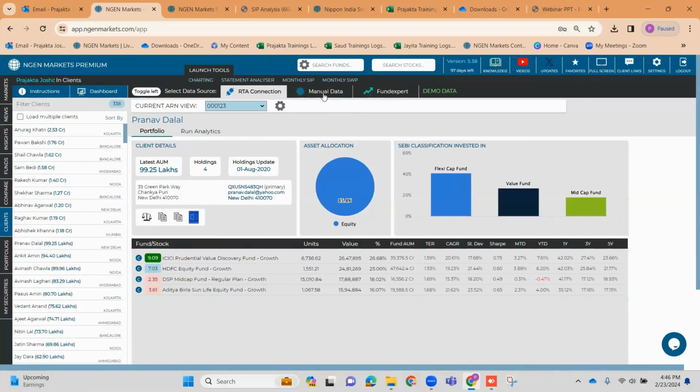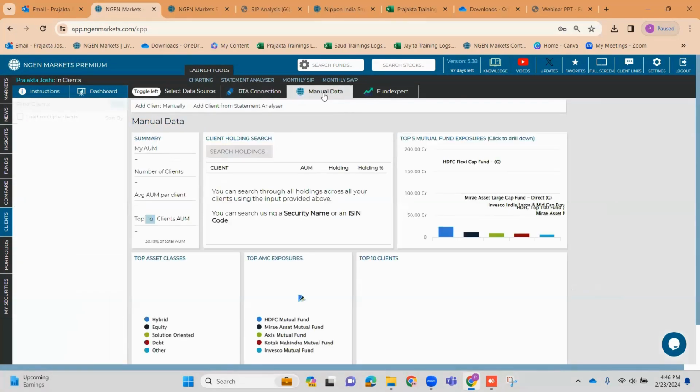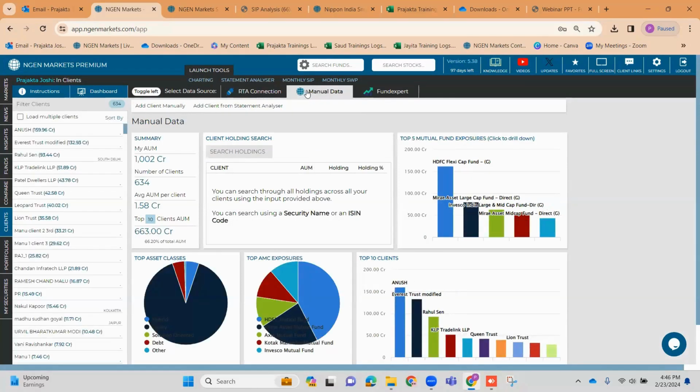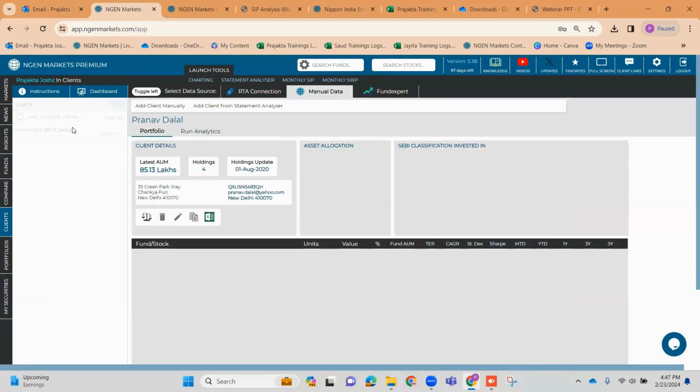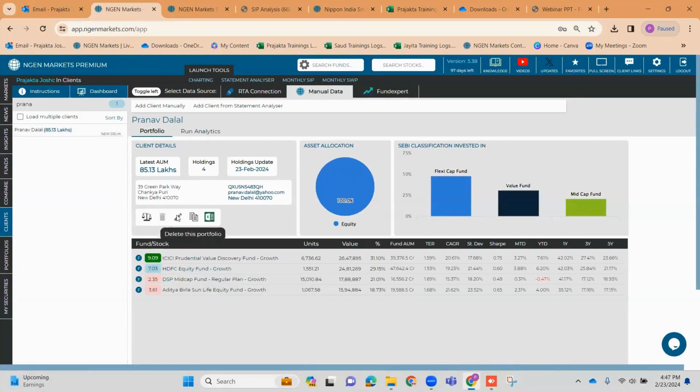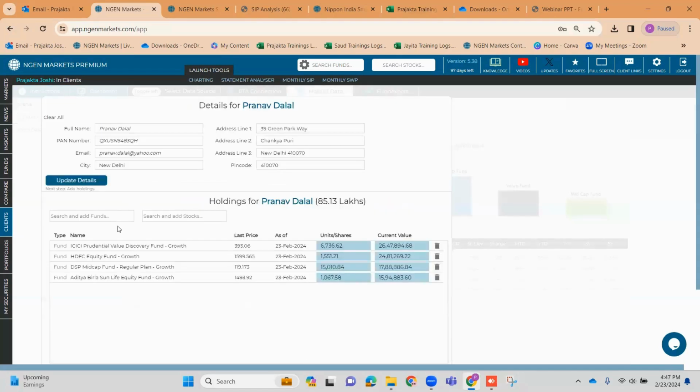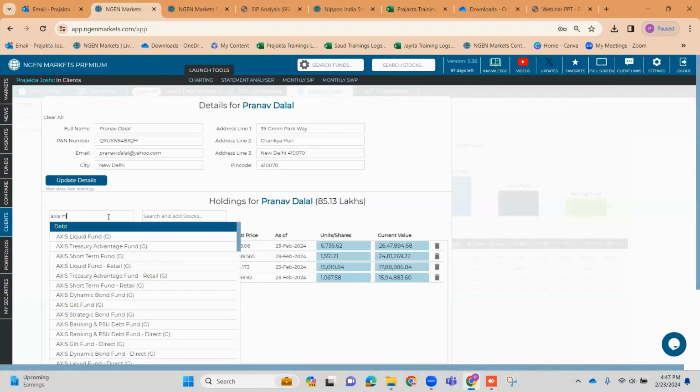Then I move here to the manual data tab. This is right there in the client section only, beside the RTA connection tab. You go here in manual data and search for the client. It was Pranav Dalal. You load this. You'll see the edit this portfolio option enabled. You click on this, add whichever fund you want, and now run this as a test again.